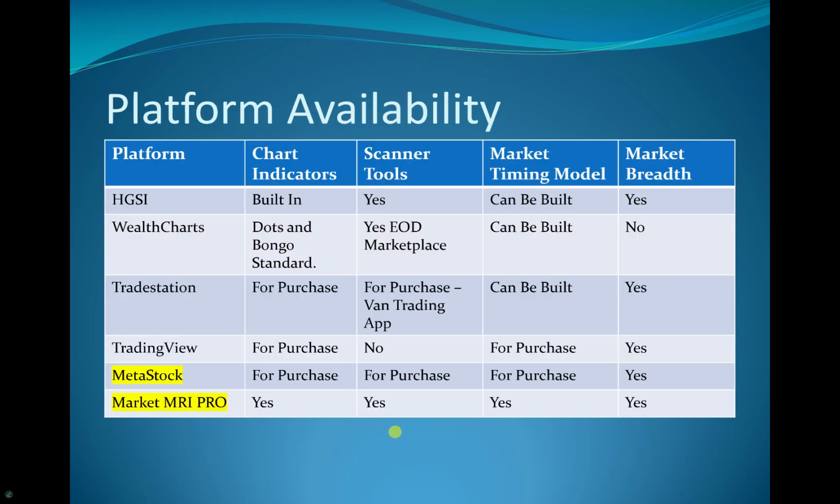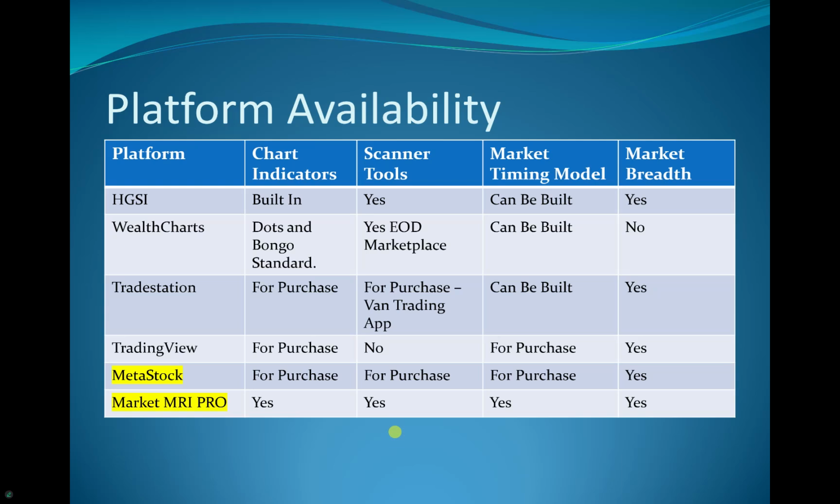Platform availability. HDSI, I have nothing to do with ownership there. I love that tool. I still use it. It's got a learning curve. And probably 75% at least of what I do is in HDSI still. Wealth Charts has the Marketplace app. TradeStation, I've built an app with Van that's pretty darn cool because it's neither a scanner nor a radar screen, and it's much more stable, and you can put thousands of stocks in it, and you run it once, and then you run all your scans off of it, but it's an end-of-day tool.